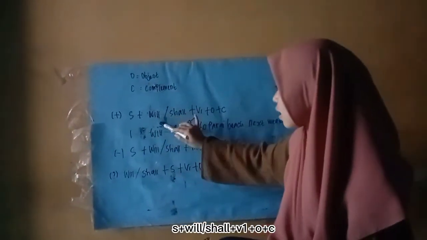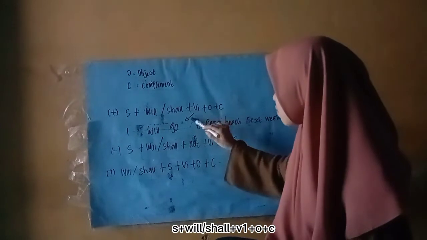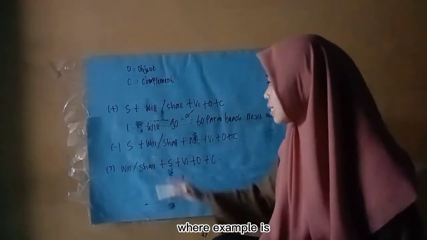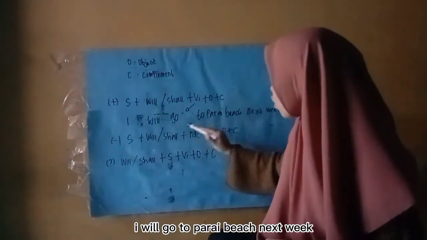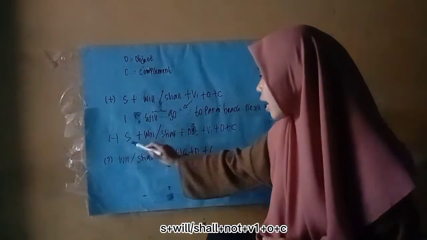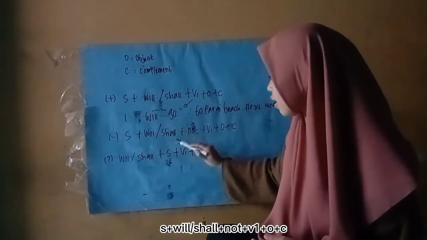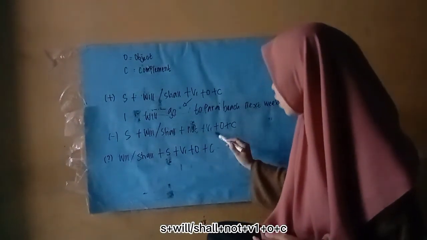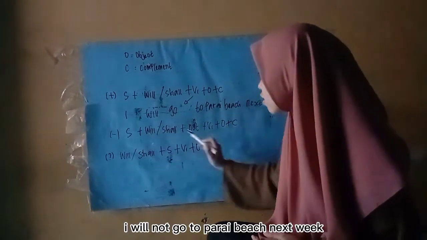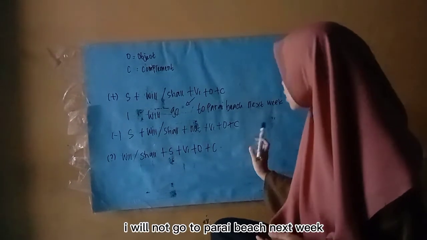Where the formula is subject plus will or shall plus verb one plus object plus complement. The example is: I will go to Parai Beach next week. If negative, it is subject plus will or shall plus not plus verb one plus object plus complement. The example is: I will not go to Parai Beach next week.